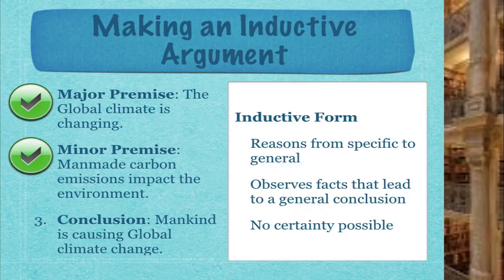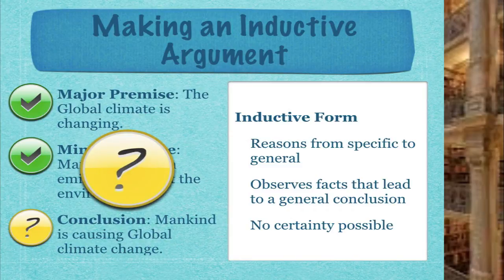But here's where we run into the problem, the conclusion. Mankind is therefore causing global climate change. We've taken two true statements, come to a general conclusion, but it's certainly not the only possible answer. There could be other factors, other influences there. So this is a valid inductive argument, but the truthfulness of the conclusion is certainly not established, at least from the evidence given here within this statement.